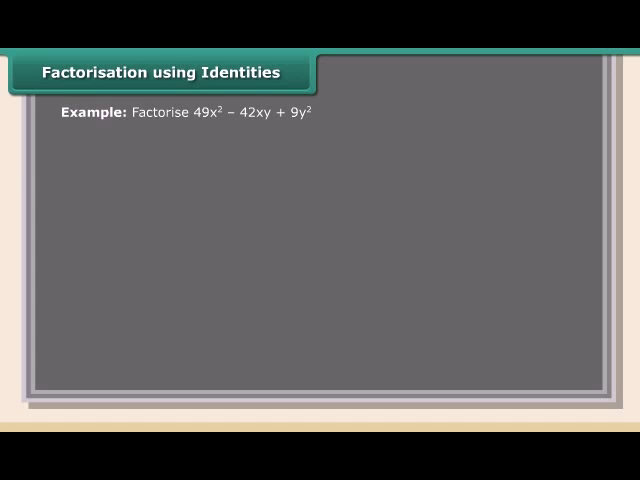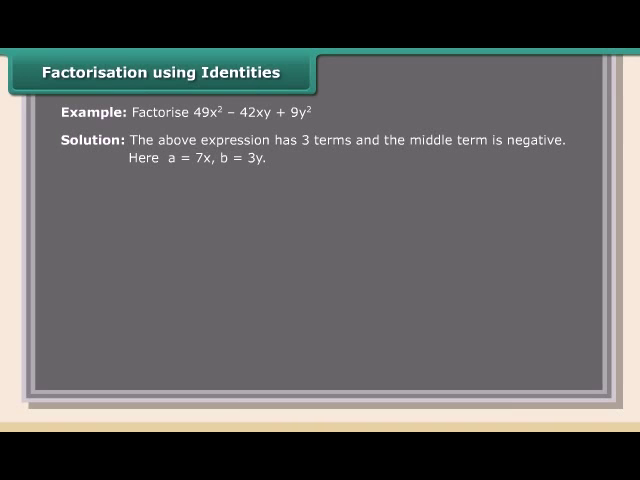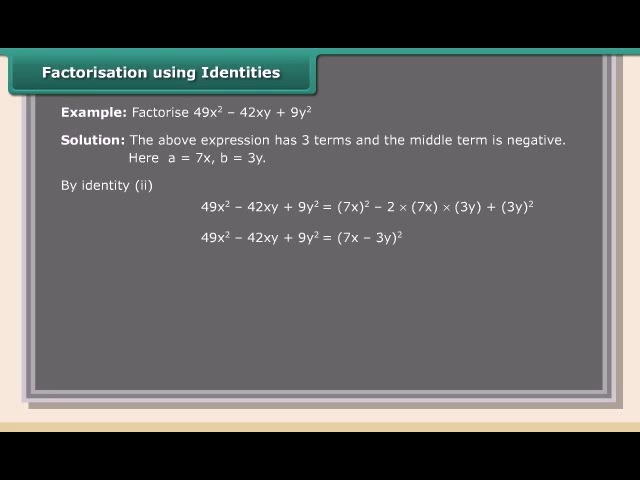Example: factorize 49x square minus 42xy plus 9y square. Solution: the expression has three terms and the middle term is negative. Here a is equal to 7x, b is equal to 3y. By identity 2, 49x square minus 42xy plus 9y square is equal to 7x whole square minus 2 into 7x into 3y plus 3y whole square. So 49x square minus 42xy plus 9y square is equal to 7x minus 3y whole square.